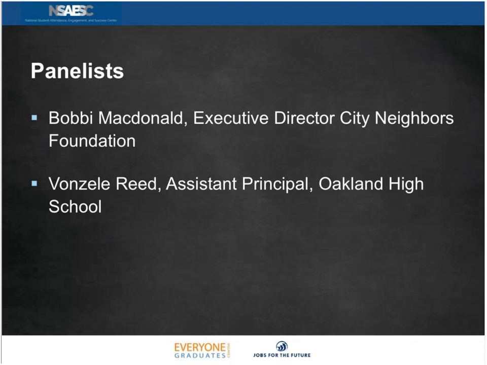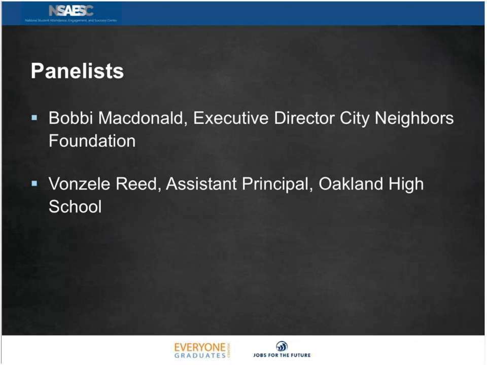So today, as you may have guessed, we're going to be largely focused on Tier 1 strategies to address school climate. And I'm so pleased to welcome our panelists, Bobby McDonald of City Neighbors Foundation and Vonzell Reid from Oakland High School. Before I introduce Bobby, who's going to start us off by talking about the relationship between school climate and attendance, let me just remind you to ask questions via the chat box for Bobby and Vonzell. We have about 5 minutes for questions with each one of them at the end of their presentations.